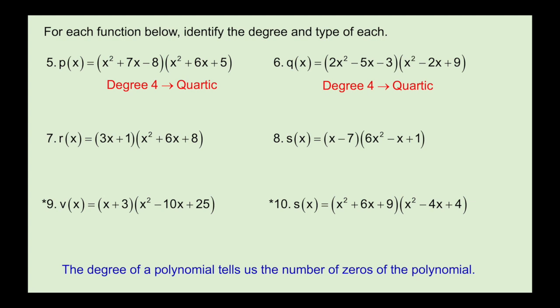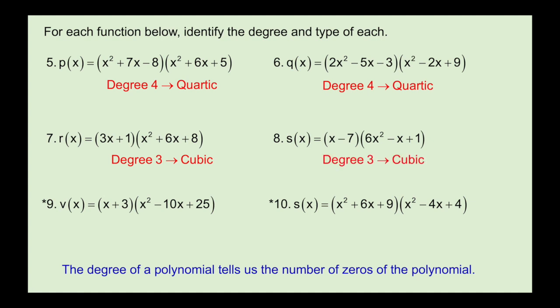For number 7, we would multiply 3x with x squared. That would make it 3x to the third. Therefore, the degree is 3, which we call cubic. For number 8, we've got x times 6x squared. When I multiply those two together, I'm going to get 6x to the third. Therefore, the degree is 3, which we call cubic.